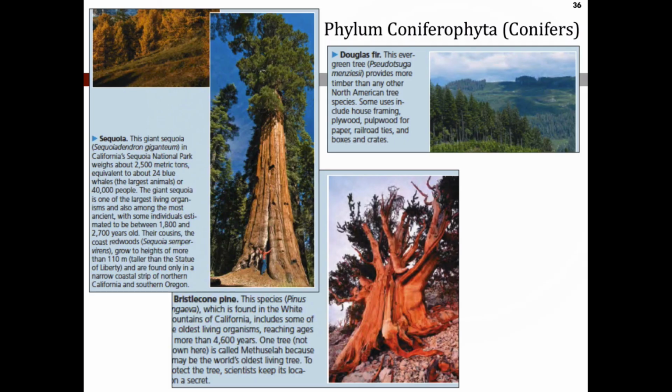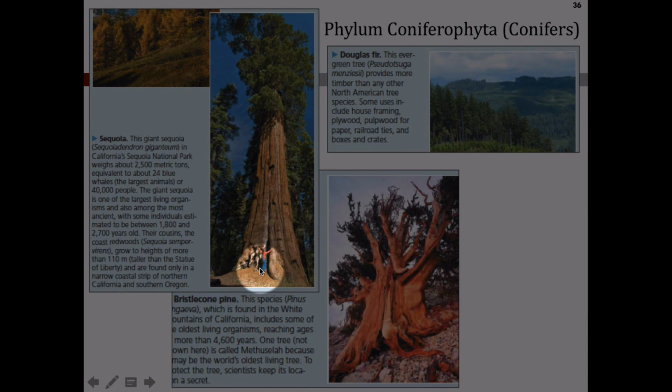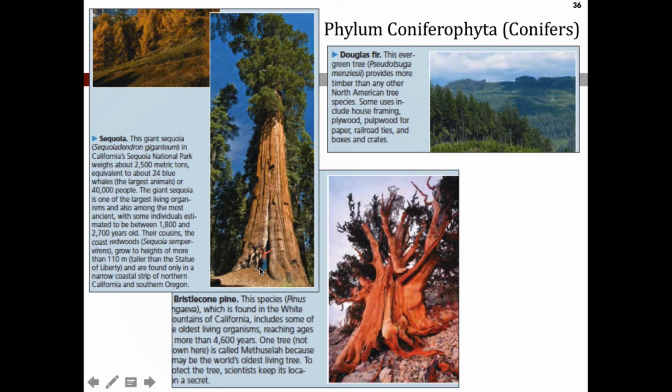So what you're seeing to the top left would be the Sequoia. They call them giants. I'd love to go to California's Sequoia National Park, which I do plan to do. These trees, as they get tall, are well over 110 meters tall. And that is, I repeat, a person way down there. One of these weighs the equivalent of 24 blue whales, the largest animal on Earth, or 40,000 people.